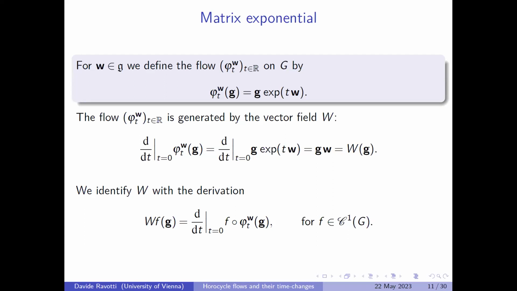So I can think of elements in the tangent space of the identity in three ways. I can think of them as tangent vectors at the identity. I can think of them as vector fields generating this flow. I can think of them as derivations of functions. Is everything clear?